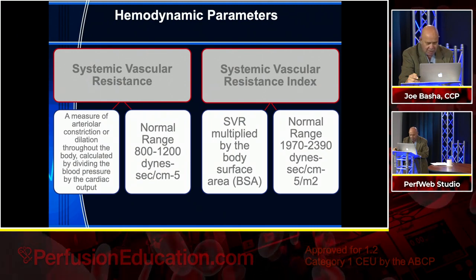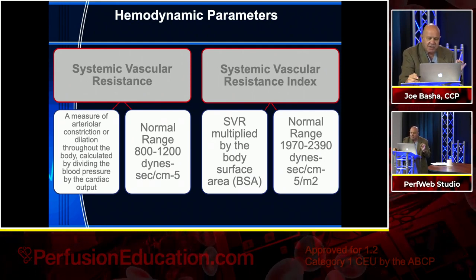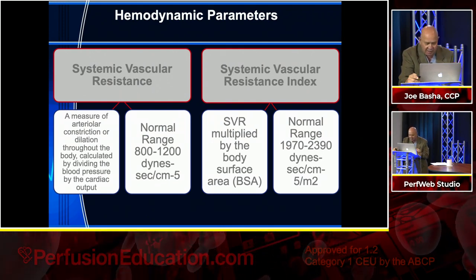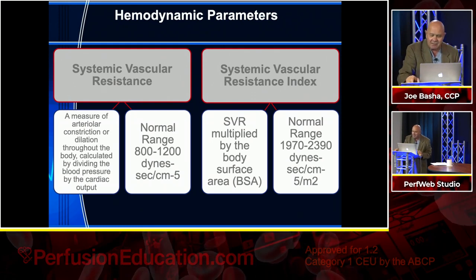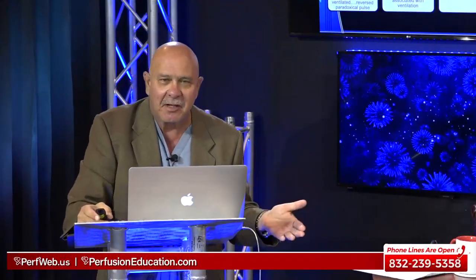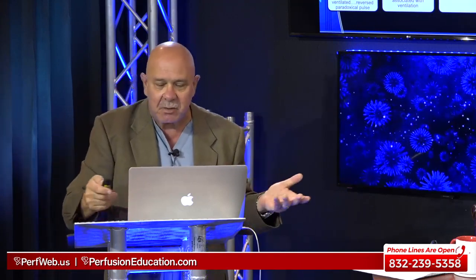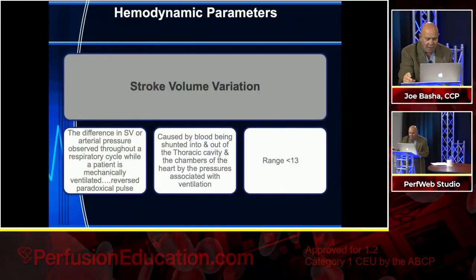Let's see, where are we at? Stroke volume variation. Now we're getting somewhere. Stroke volume variation is the difference in stroke volume or arterial pressure observed throughout a respiratory cycle while a patient is mechanically ventilated. So we've all seen it, right? Back in the old days, the ventilator would be going off and you would see the blood pressure going like this, and we would say that patient's empty, they need volume. We would see the systolic pressure go down with inspiration and then back up and then back down. And we knew immediately the patient was hypovolemic and we would give them volume. We're all familiar with the cause of that, we know why that happens.